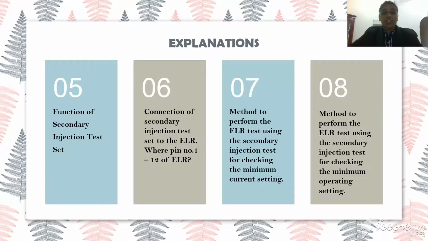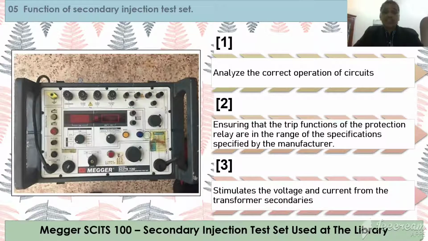So as you can see here, these are the questions I'm going to explain. Question 5 is on the functions of the secondary injection test set. Question 6 is on the connections of the secondary injection test set. Question 7 is the method to perform the E-alert test using the secondary injection test set by checking the minimum current settings. And finally, the method to perform the E-alert test using the secondary injection test set for checking the minimum operating settings.